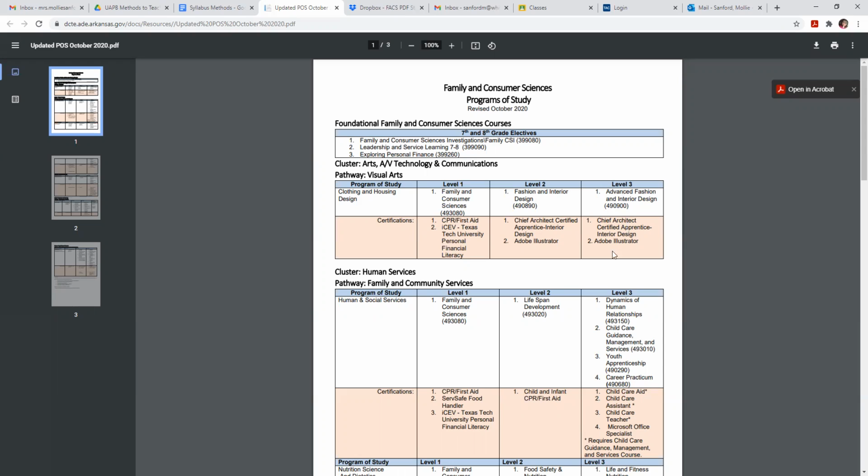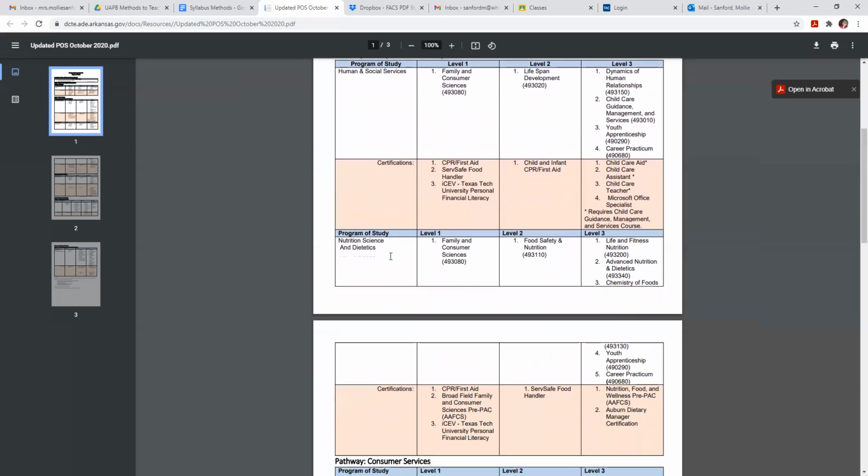And then in Advanced Fashion, you see again Chief Architecture. It's a different one. It's a certified apprentice, and it's the same thing, Adobe Illustrator. You could do one in one class, one in the other. That's up to the teacher teaching that pathway.